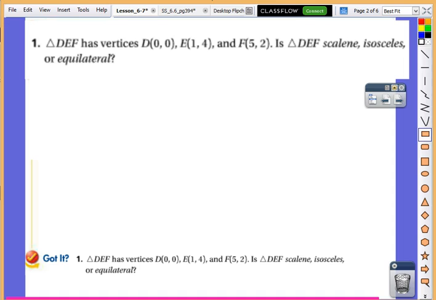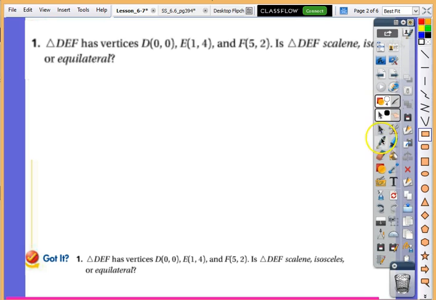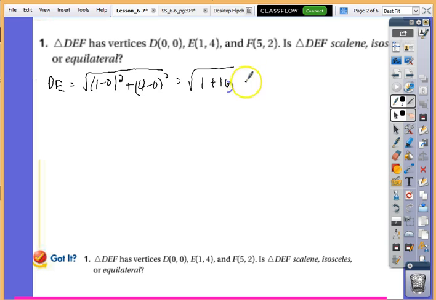All right, so to solve this particular problem, what you want to do is find the length of DE. In this case, the length of DE will be 1 minus 0 squared plus 4 minus 0 squared. So that's going to be the square root of 1 plus 16, which is the square root of 17.